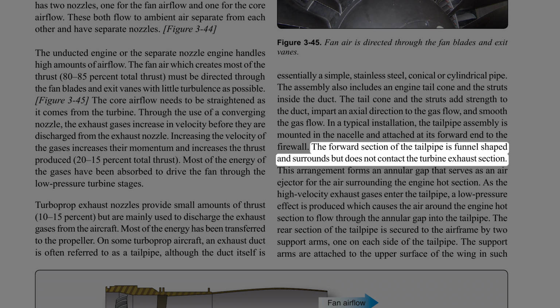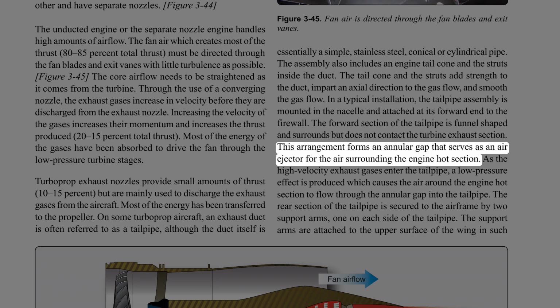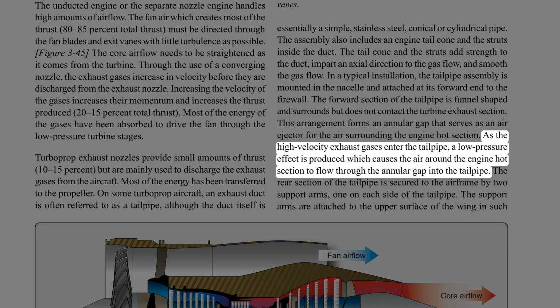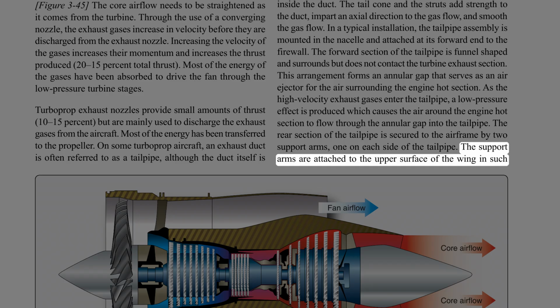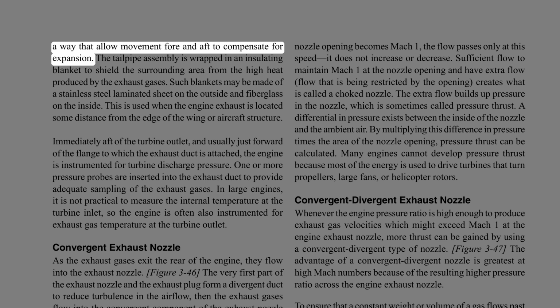The forward section of the tailpipe is funnel-shaped and surrounds but does not contact the turbine exhaust section. This arrangement forms an annular gap that serves as an air ejector for the air surrounding the engine hot section. As the high-velocity exhaust gases enter the tailpipe, a low-pressure effect is produced which causes the air around the engine hot section to flow through the annular gap into the tailpipe. The rear section of the tailpipe is secured to the airframe by two support arms, one on each side of the tailpipe. The support arms are attached to the upper surface of the wing in such a way as to allow movement fore and aft to compensate for expansion.